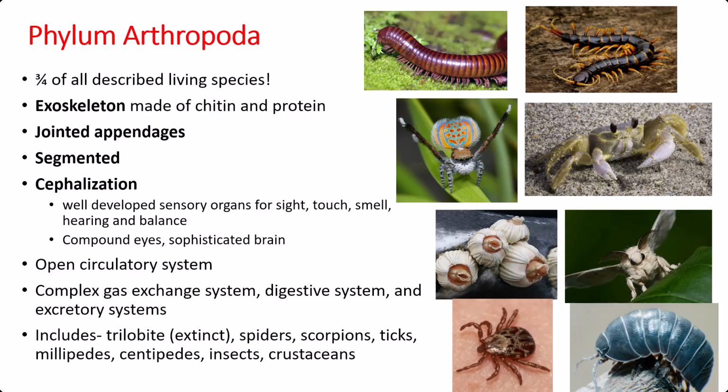As far as what I've pictured here for you, this first one's a millipede. It has 2 pairs of legs per body segment, and this guy here is a centipede. This is a spider, crab. This one's a little tricky, but these are barnacles on the thing in the background is a whale. Insect, arachnid, and then the roly-poly is actually a terrestrial crustacean.